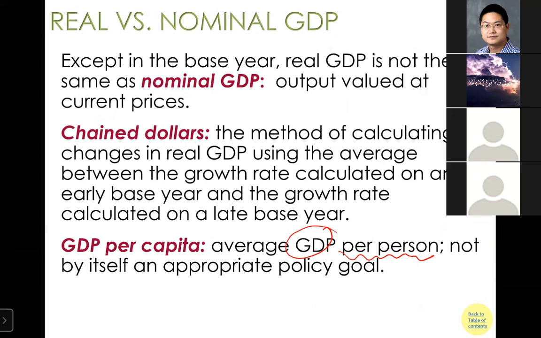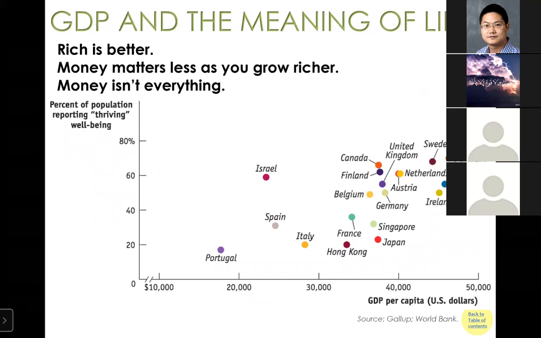It's better than aggregate GDP, but it's not a perfect measure. Just think about GDP, it doesn't tell you inequality. What is inequality? It just means, or it measures, the difference in income. This is reflected by the slides here. GDP is an important indicator of the health of the economy, but it's not perfect.